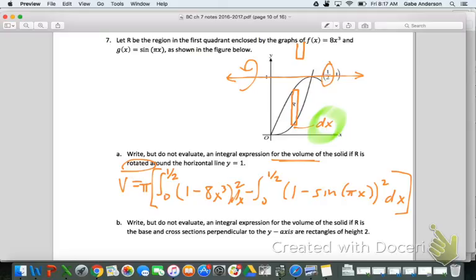All right, so we're going to shift gears a little bit. So I'm going to do some erasing from my picture. Because in question B, it does not ask us to rotate anything. In question B, it says, take that region R and turn it into the base of a solid. And for that solid, the cross sections are perpendicular to the y-axis, and they are rectangles of height 2.